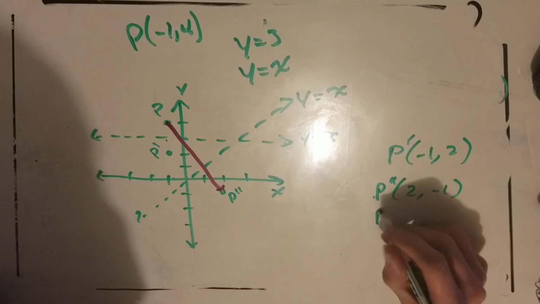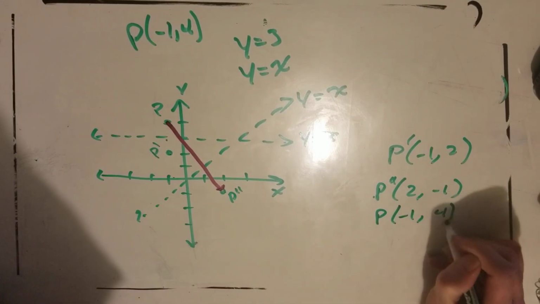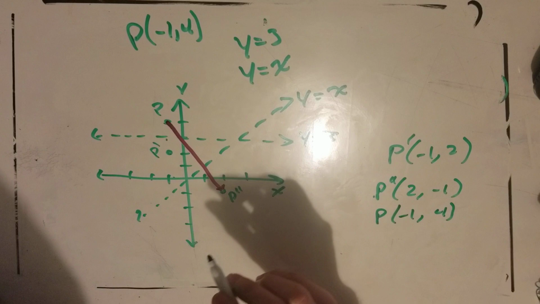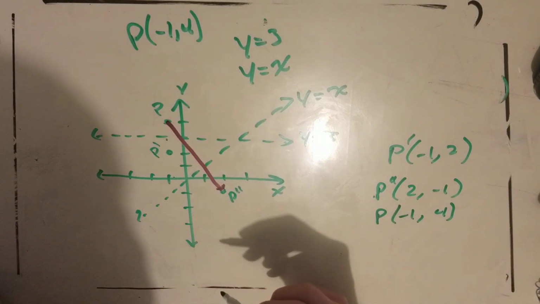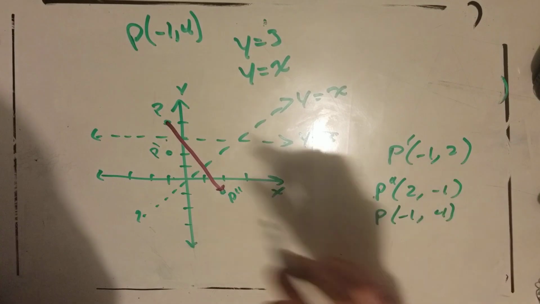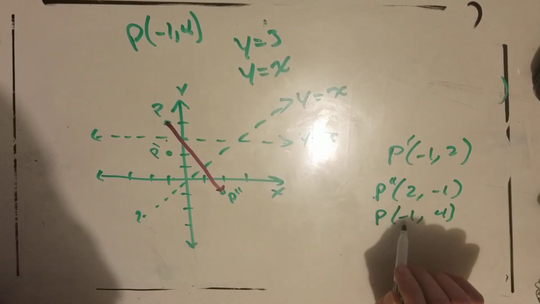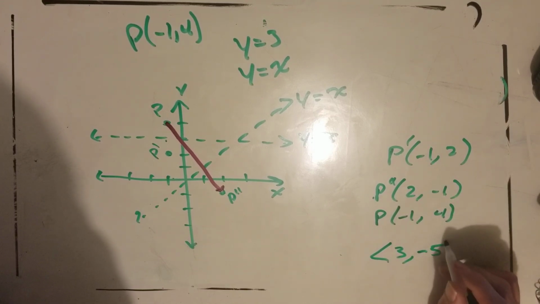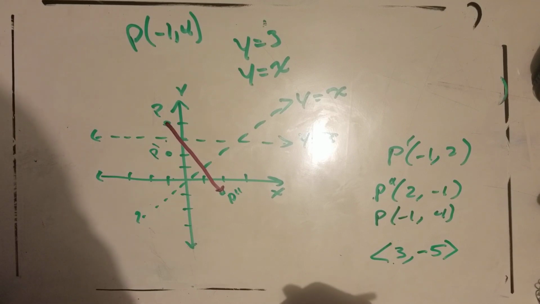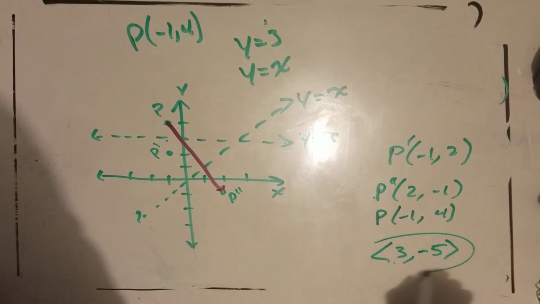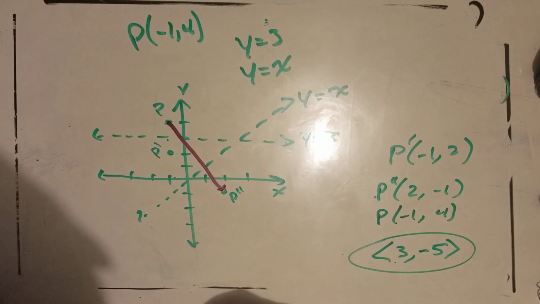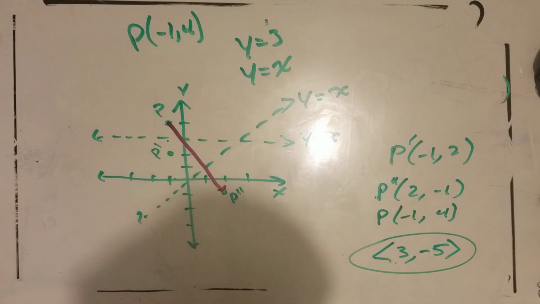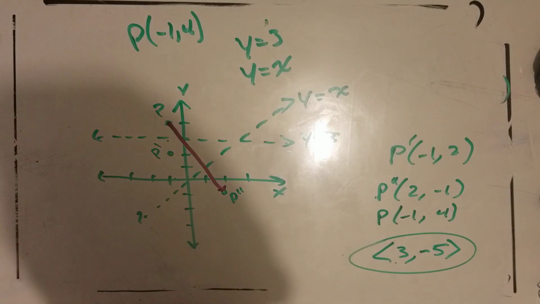And if you compare the 2 points, that'll get you the x and y component a lot easier. Going from -1 to 2, because you're increasing, you're going from P to P double prime. So -1 to 2, you've gone up by 3. Going from 4 to -1, you've gone down by 5. So your x component is 3, your y component is -5, and you're all done. That's your component form for your translation vector. And that's really all we have with translations.